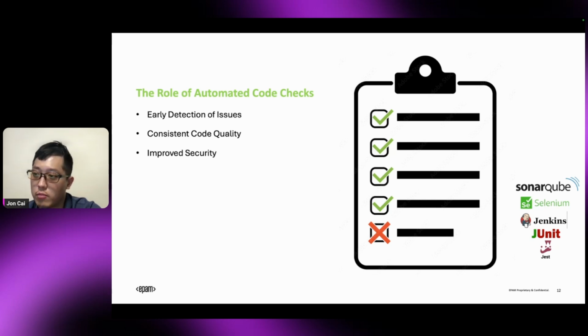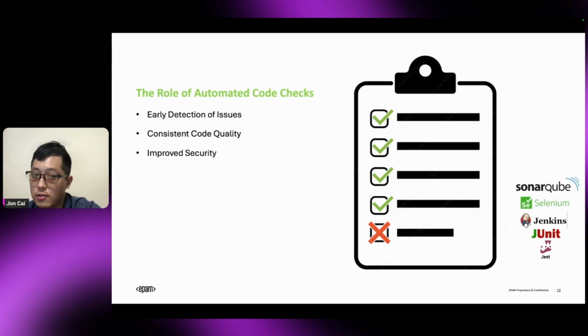The first one is early detection of issues. Because automated code check can identify issues early in the development process, before the code is integrated and tested, this allows developers to fix problems before the application goes live, and reduces the cost and effort required to fix them later.